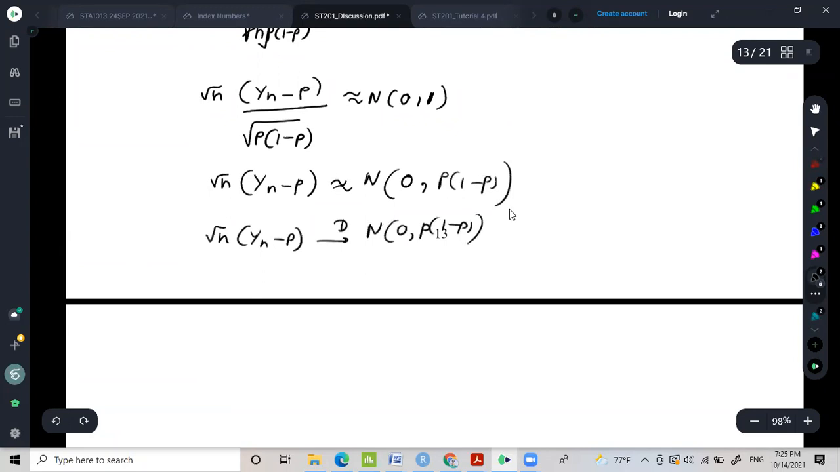Even you can go one step ahead, and sometimes the question may be like this. The question may be to say Yn goes in distribution to normal, no, you can't do that. Sorry, you can't do that because you have the square root of n outside. So let's leave it like this. If you don't have the square root of n in front, you can take this p as the mean, but here you can't do it. This is how you do it.